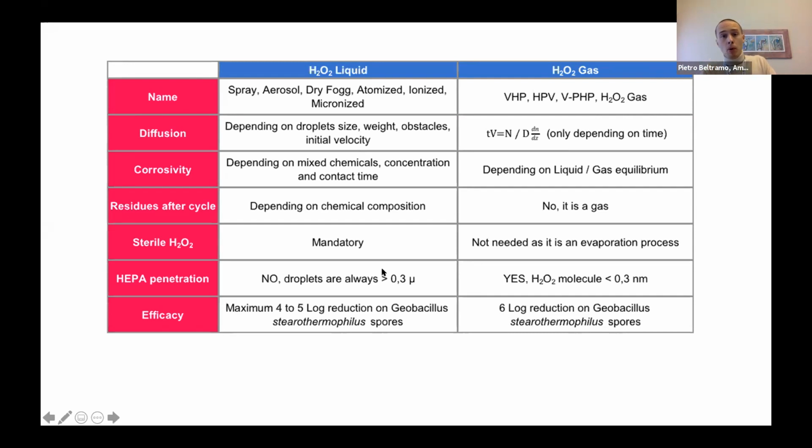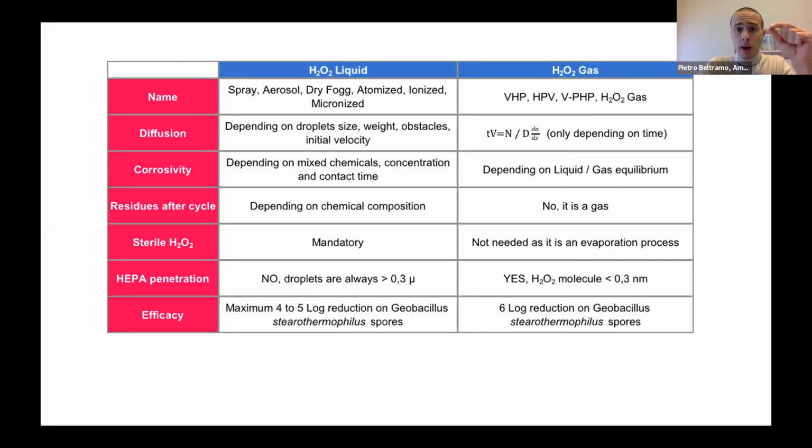Another important point is the HEPA penetration, for those who work with vaccines, for example, or for those who work with biohazard applications like safety cabinets or biosafety laboratories, whatever. Whenever you have a HEPA filter and you want to change it, you need to gas the filter before removing it, for the operator's safety.